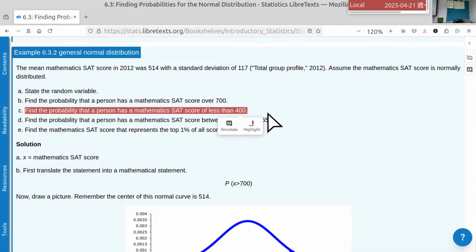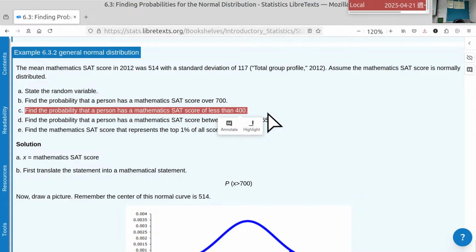Just type 400 to the left side. 514, 117, input the data, click and get the answer. Yeah, very easy, right? But you didn't know the principles. But now I ask your help to calculate this one.